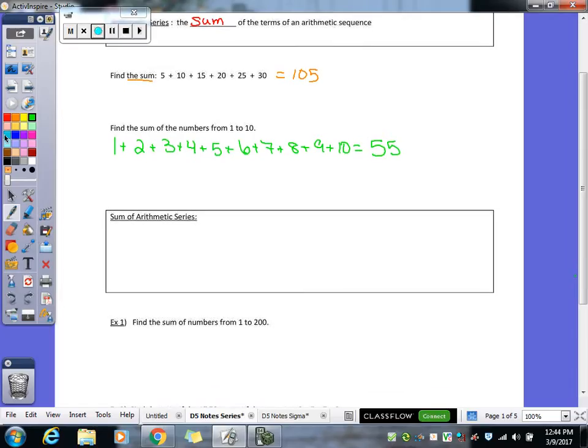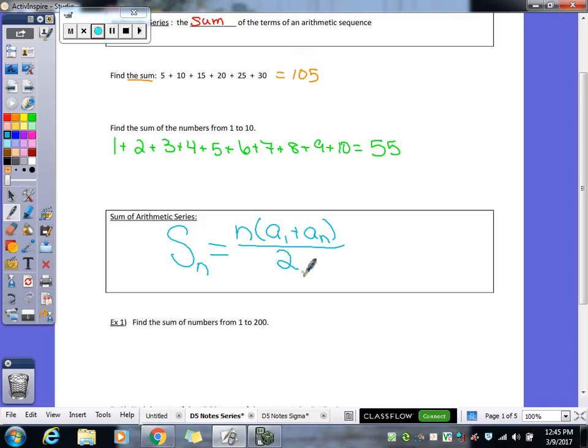So it's actually a pretty easy concept. You're just adding your numbers together. The tricky part comes in when they tell you, like in our next example, to find the sum of the numbers from 1 to 200. You don't want to be sitting here writing out 1 plus 2 plus 3 plus 4 all the way up until 200. So we have a little formula for us. Have you ever had to do that? It starts with S sub n equals n times a sub 1 plus a sub n, all over 2.